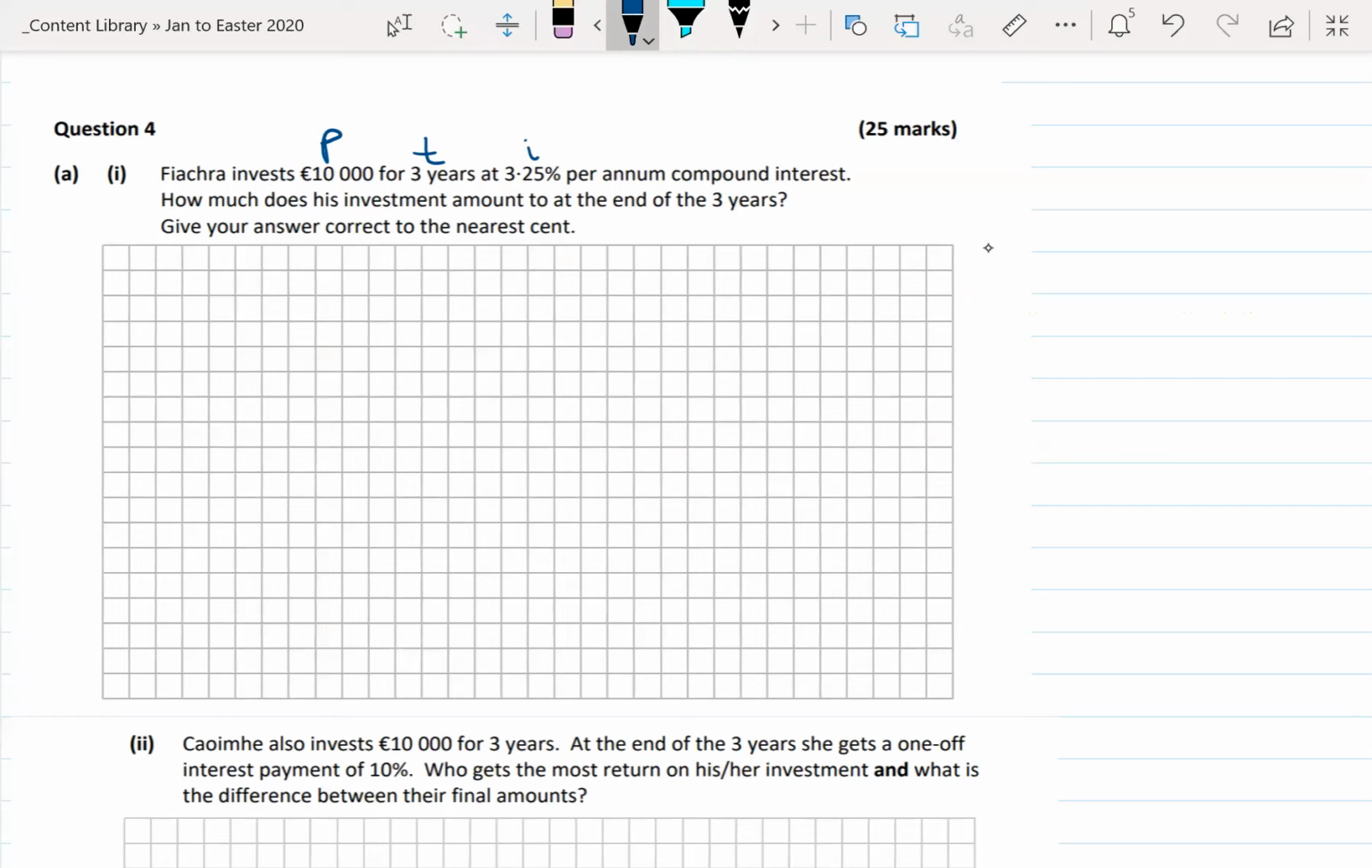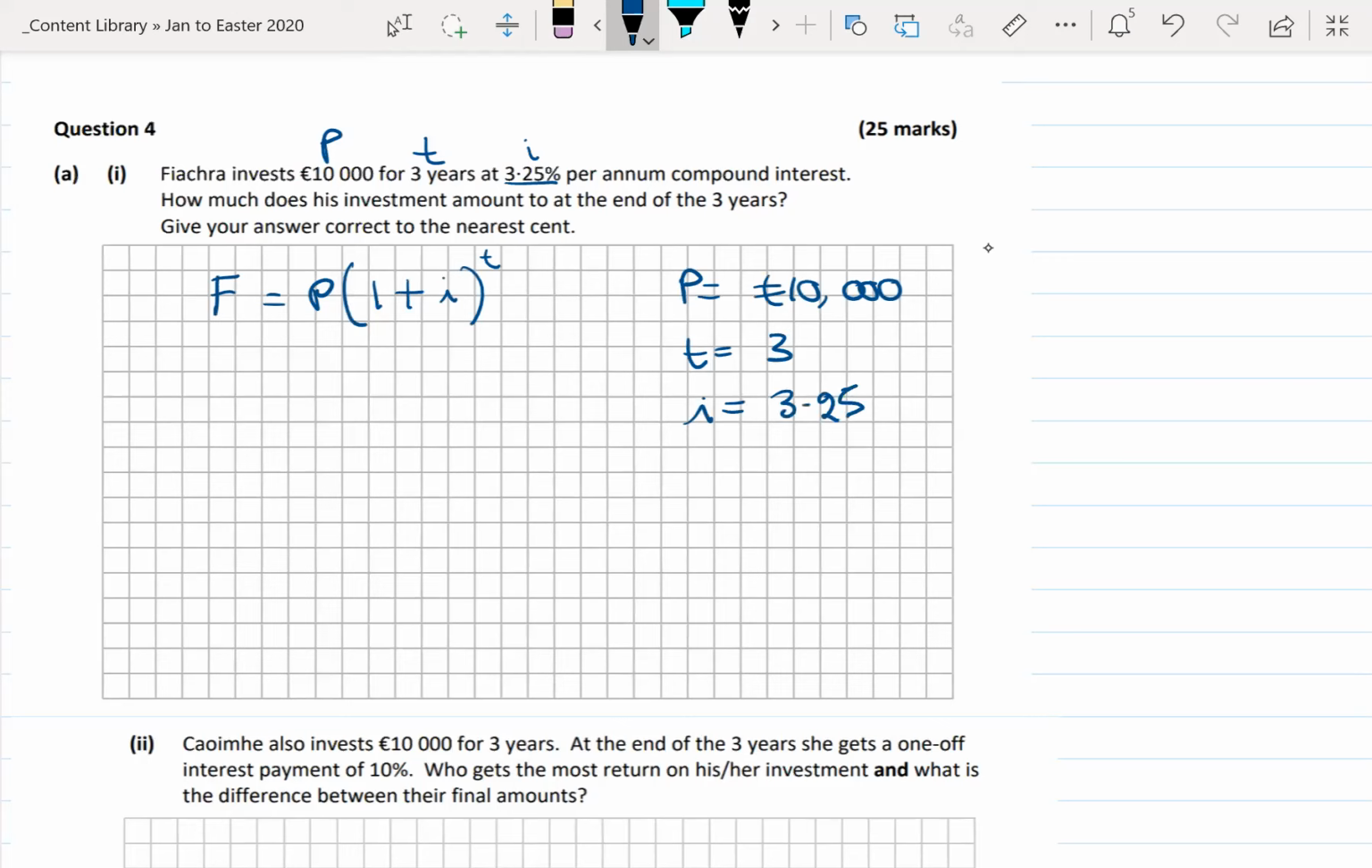We have a formula for that, guys, and it's in the log tables. The final amount after 3 years, so F for final amount, is equal to the principal multiplied by 1 plus the interest rate to the power of T, okay? Now, P we have is 10,000 euros. That's the principal sum of money. T is for 3 years. I is for their interest rate, 3.25.